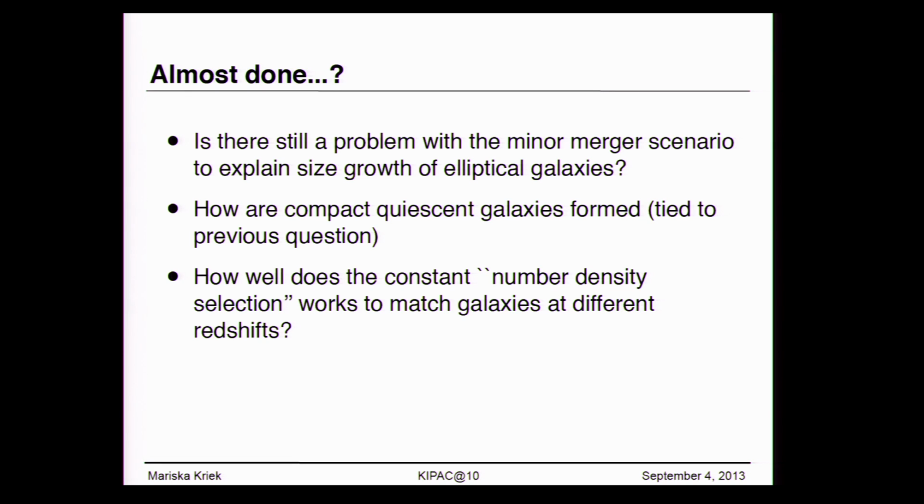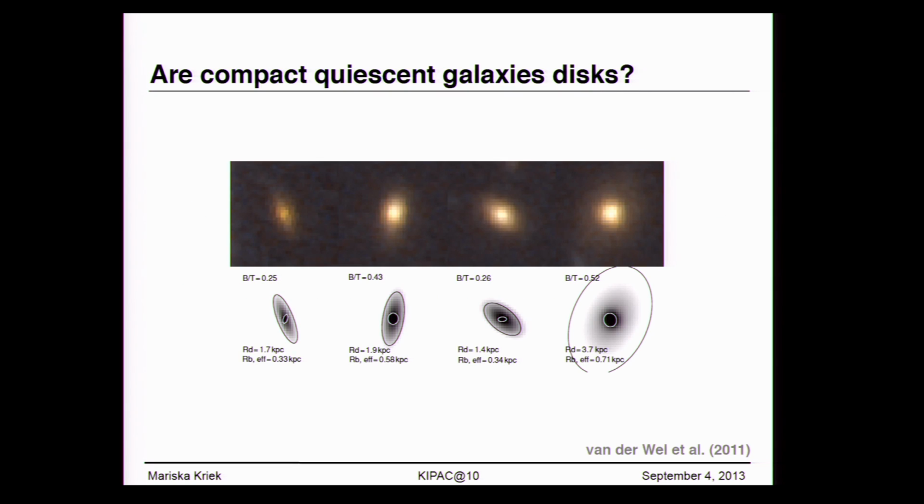The other question is, how are these compact quiescent galaxies formed in the first place? That's connected to the previous question about how we go from these blue galaxies to these red galaxies. And one thing that I skipped, but may be interesting to show very quickly: a lot of these compact quiescent galaxies at early times are not actually real elliptical galaxies. They seem to be disky.